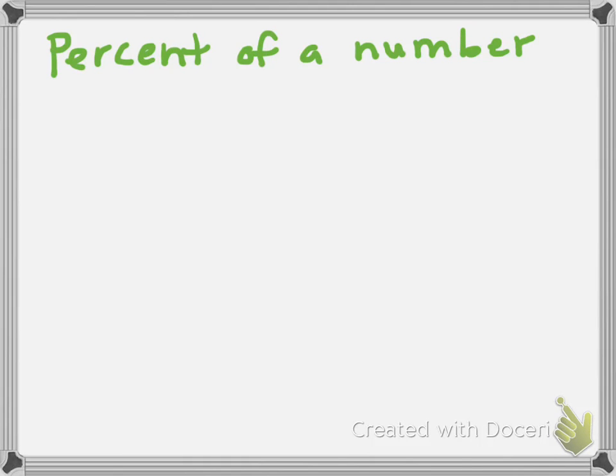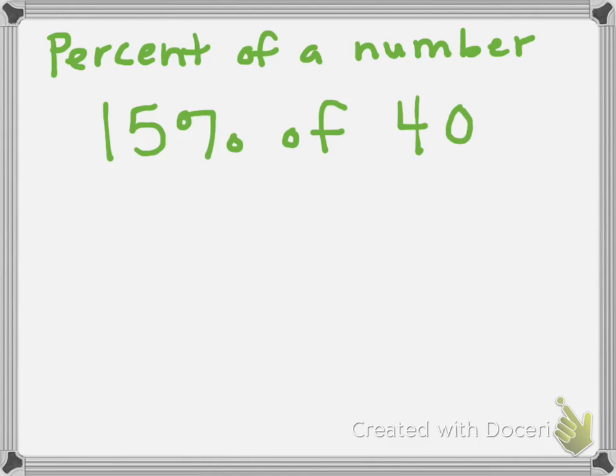To find the percent of a number is pretty easy. If I want to know what is 15% of 40, there's a pretty simple way to figure this out. The first thing that I want to do is take my percent and convert it to a decimal. The way I do that is by finding the invisible decimal in 15, which is at the end of the number, and then moving it 2 times to the left.